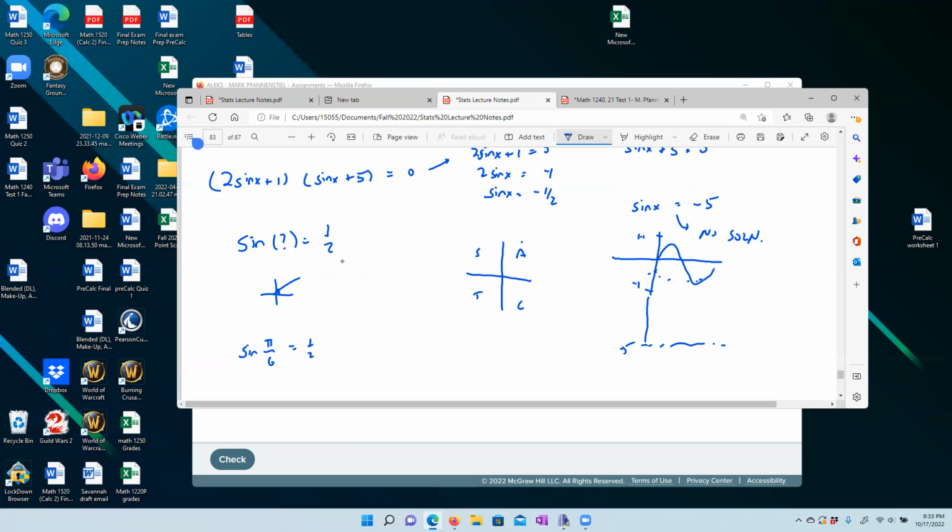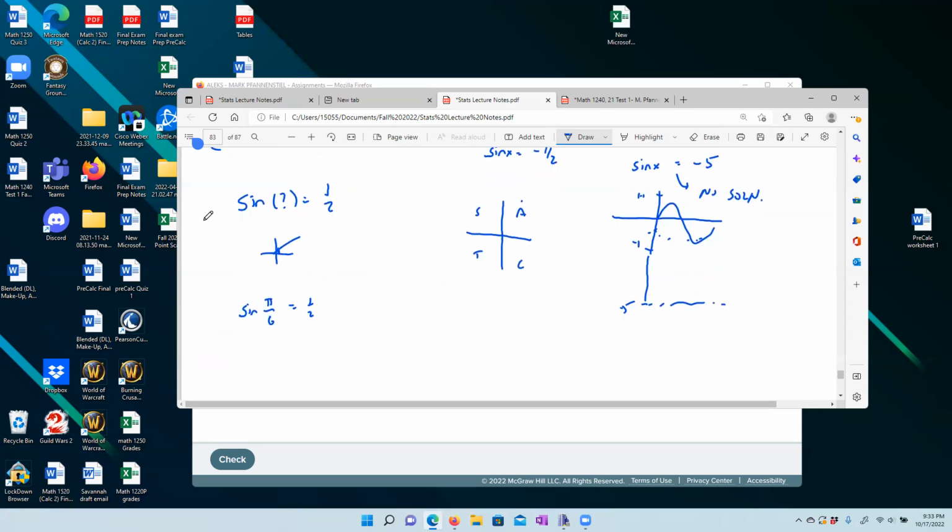Now, how do I cast that into quadrant 3, and how do I cast that into quadrant 4? The reference angle is pi over 6. Here's pi over 6, here's 6 pi over 6. 7 pi over 6 is going to be right here, and its sine is -1/2. And then for quadrant 4, that's going to be 11 pi over 6. And those are our answers for that.